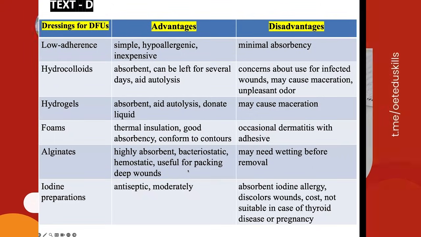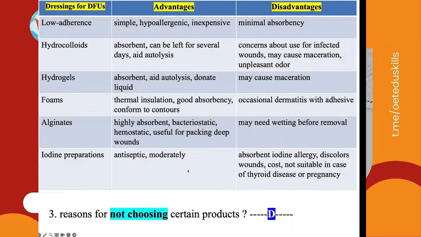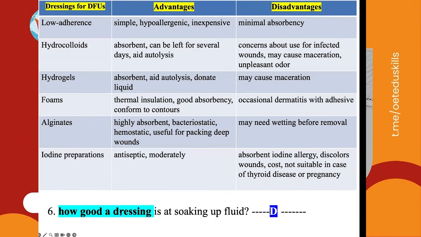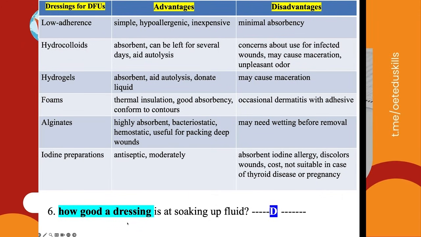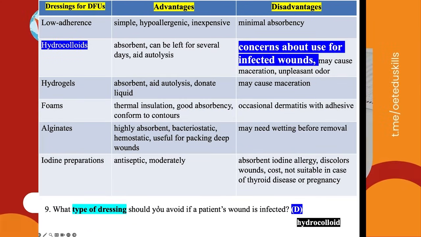Text D, types of dressing. Let's check. First one, reasons for not choosing certain products. You said disadvantage. We don't choose because there is some disadvantage. Match the text. Sixth one, how good a dressing is at soaking up fluid. Immediately, it is how good. Okay, advantage. That's only to match the text.